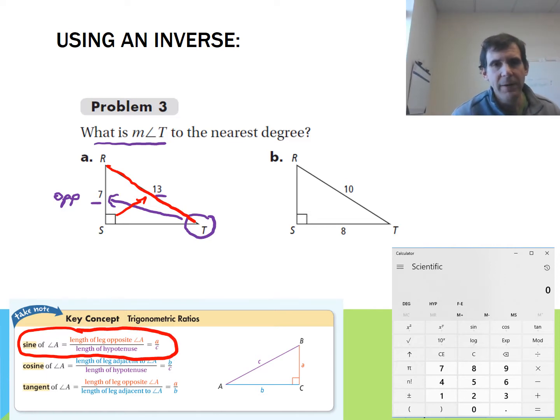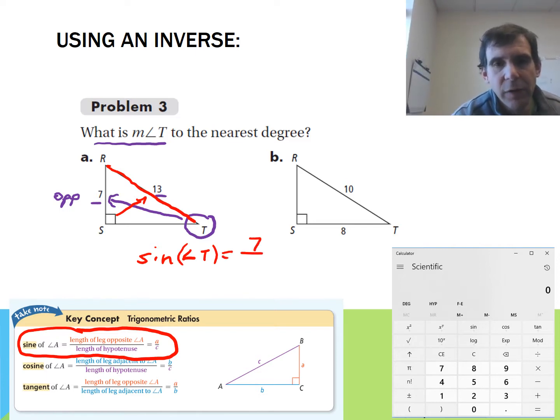All right, so sine, we go up here and we say the sine of angle T is going to be equal to the opposite over the hypotenuse, so 7 over 13. So right now, that doesn't seem to help us because we can't plug angle T into our calculator. But what we can do is we can use the inverse function. Remember, inverses switch the input and the output. Before we were inputting angle T and getting an unknown side. Now we're going to be inputting sides and getting angle T.